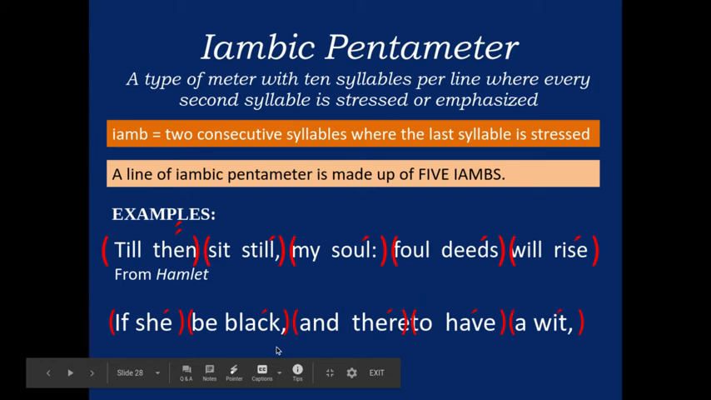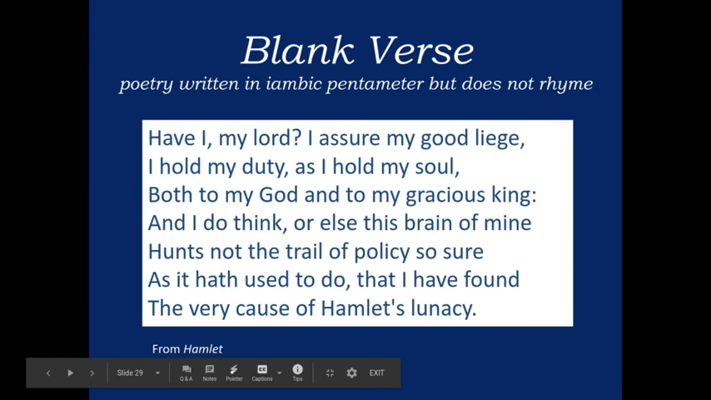So again, you've got 10 syllables and it's divided up into these pairs. So 1, 2, 3, 4, 5. The second word, or syllable, is stressed. Okay. And that's from Othello. So blank verse, and this is one of your vocab words, it's just saying that iambic pentameter, and it's just not rhyming at the end. Okay, it has that rhythm.